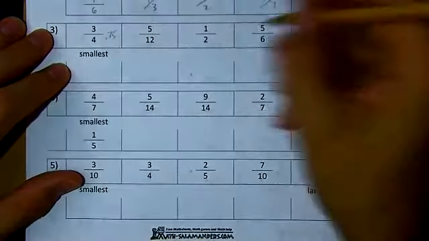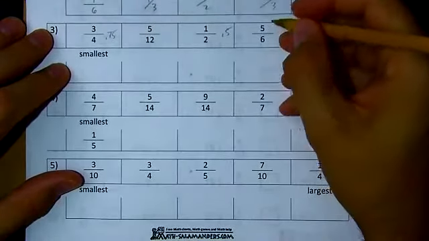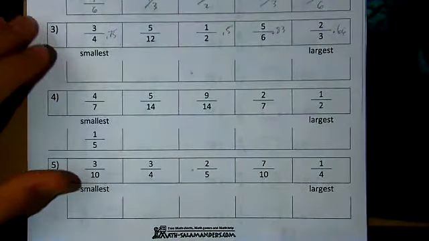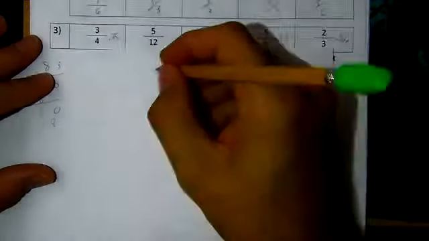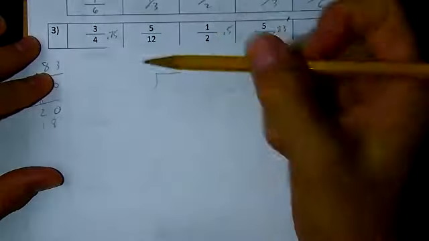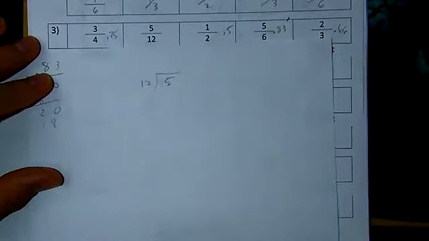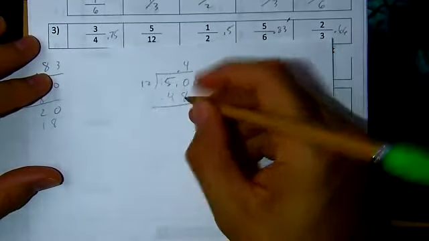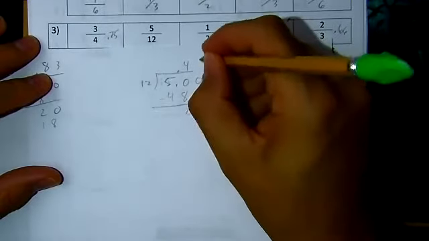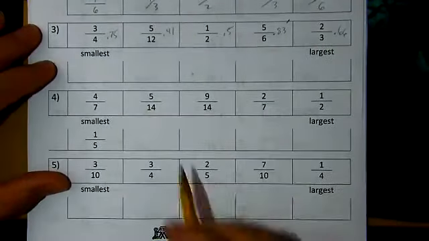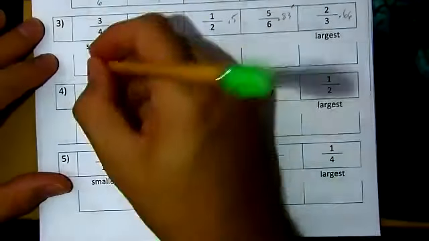0.75, 0.83, just did that one, 0.66. I'm going to do this just to make sure I'm right. 5 divided by 12, oops, that would have been wrong. 12 goes in there 4 times. Goes in there once. So that's probably far enough. 0.41. So the smallest number is 5/12. So that's your smallest fraction.